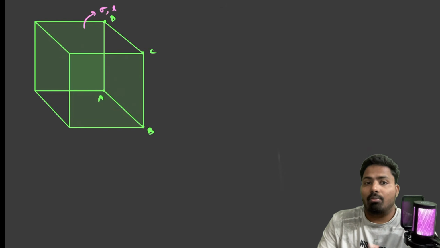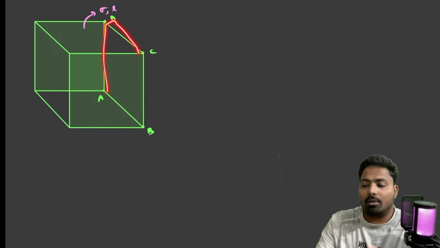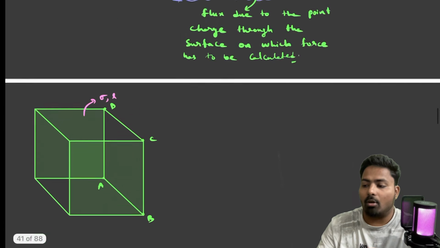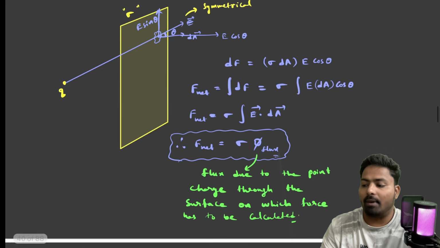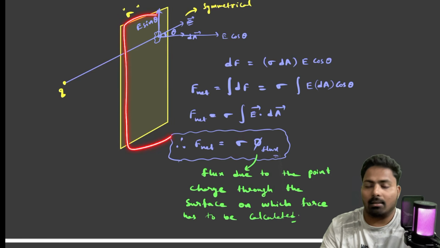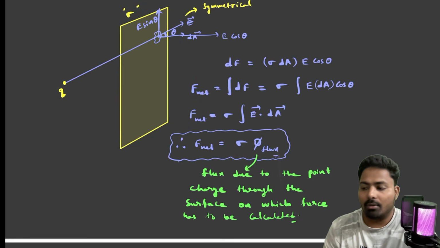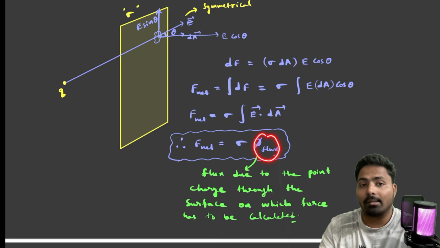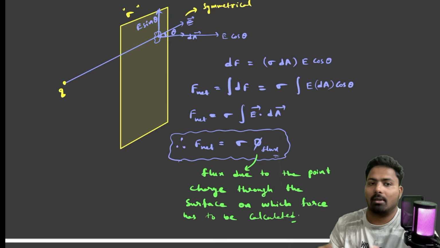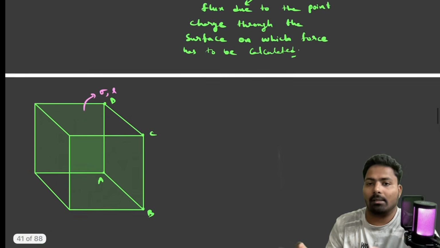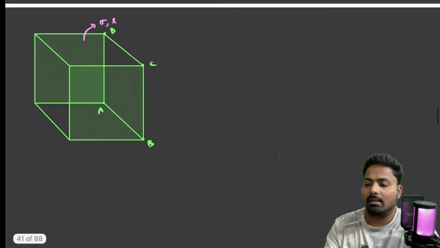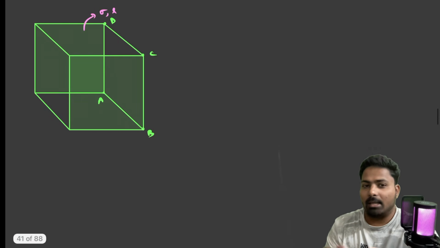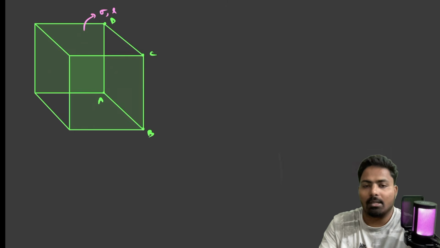Now, in order to find the force on this one, based on this concept, as we already know the surface charge density of the body on which we need to find the force, we just need to find the flux due to the remaining charges, whatever all the remaining charges that are present, through this surface ABCD.